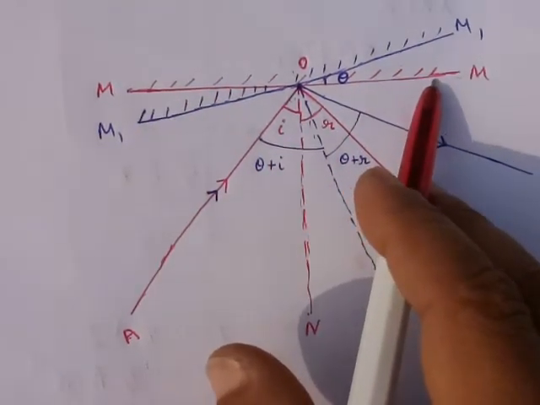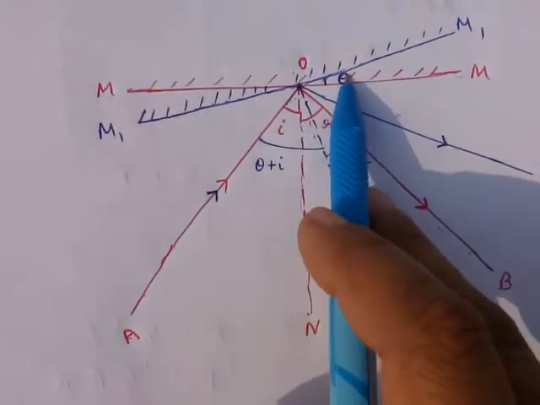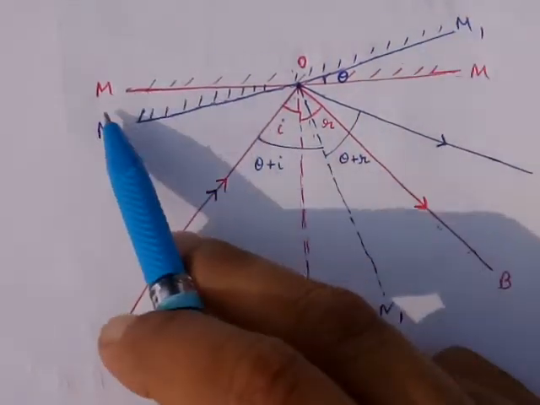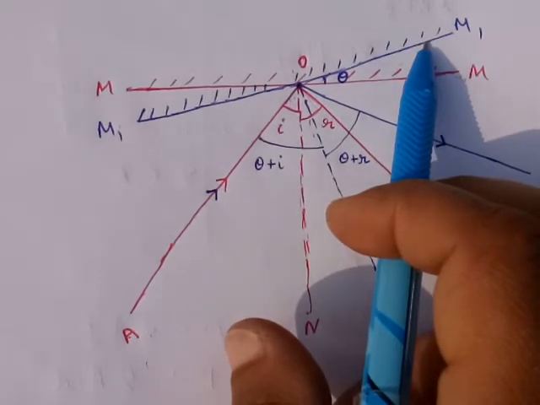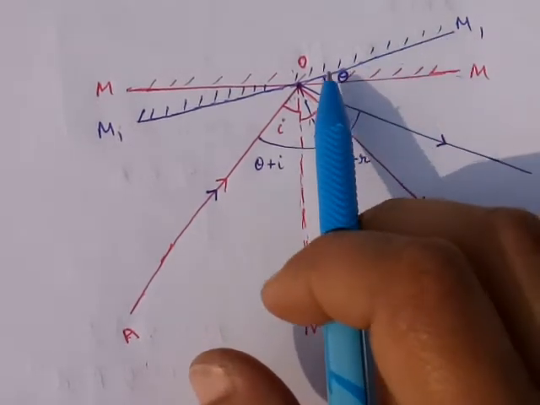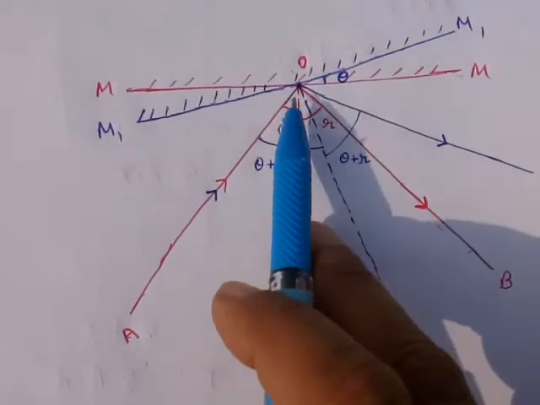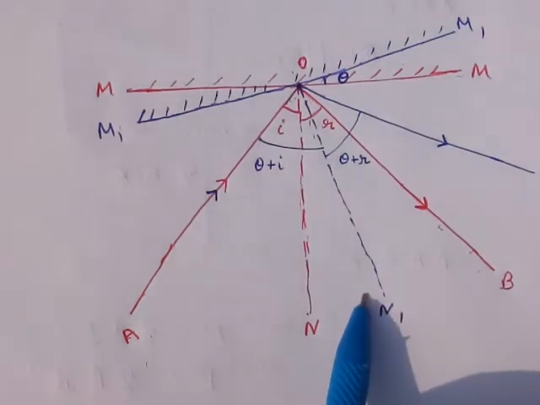Now let us rotate the mirror through an angle theta. That is M1. This M1 is the new position of the mirror after rotating through an angle theta. Then after rotation the new normal is ON1. Okay, ON1 is the new normal.